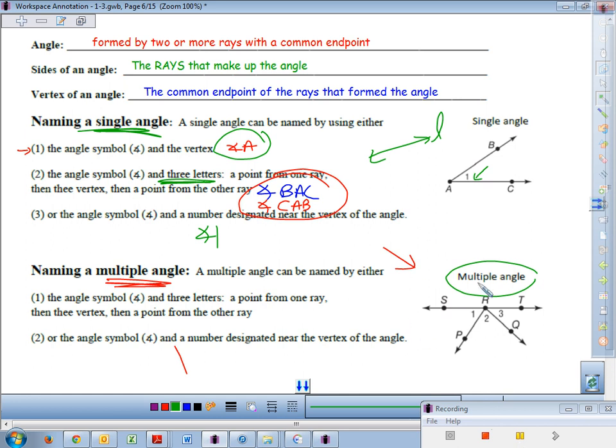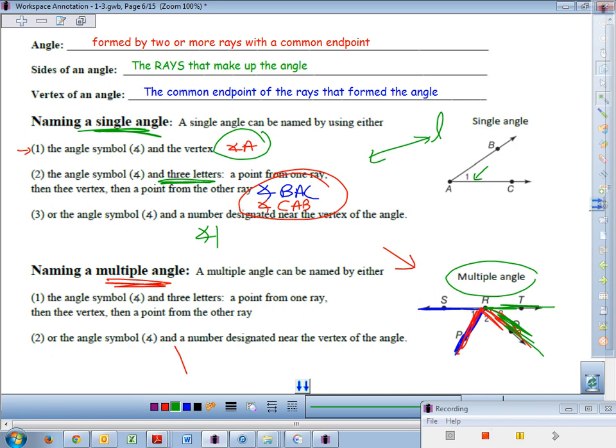So if you look in this picture right here, I want to highlight many angles. See this blue angle right here? See this red angle right here? See this green angle right here? Could you tell me, blue angle, what's the vertex of the blue angle? R. Red angle, what's the vertex? R. Green angle, what's the vertex? R. It's like saying, oh, angle R. Well, which one of those is angle R? They're all angle R's. So you got to call it by its full name.